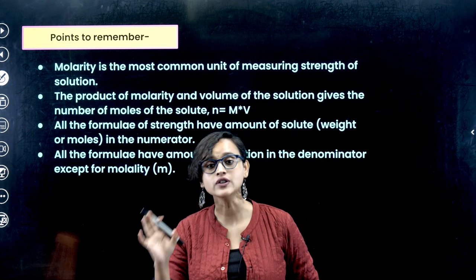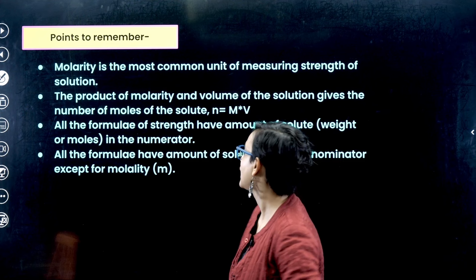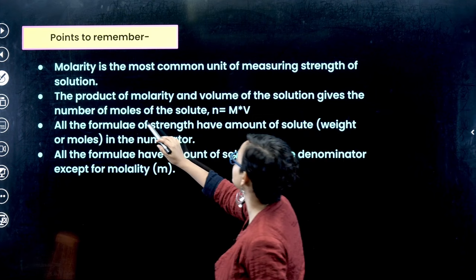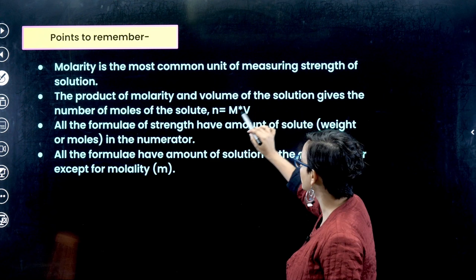The most common unit of measuring the strength of a solution is molarity. Now, the product of molarity and volume of the solution will give the number of moles of the solute. So, n is equal to molarity into volume.